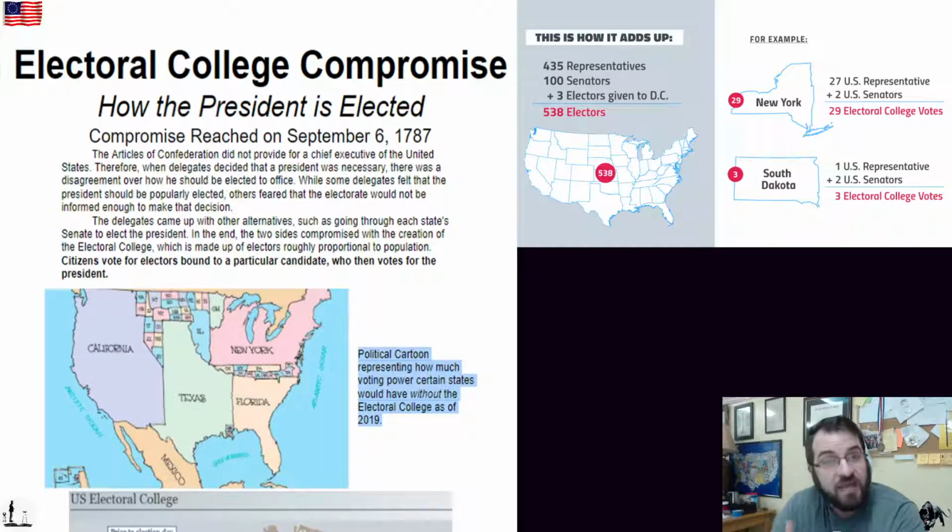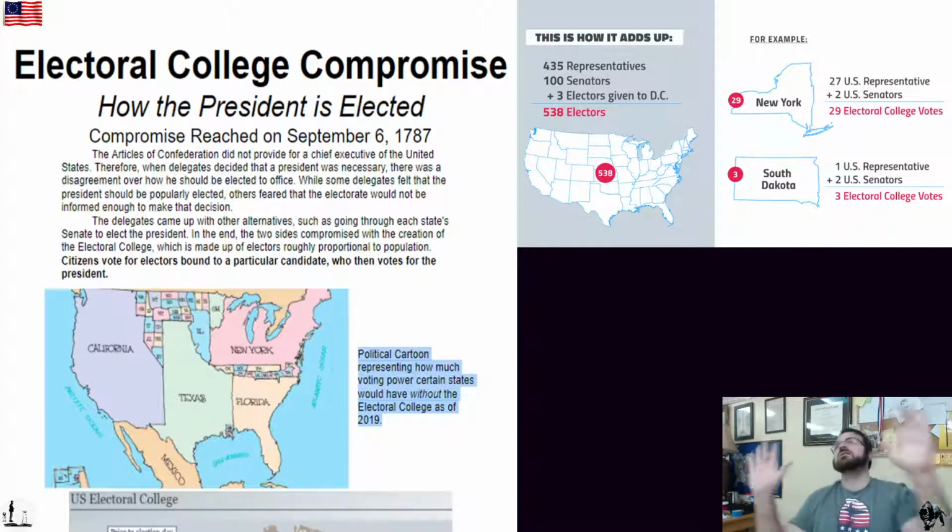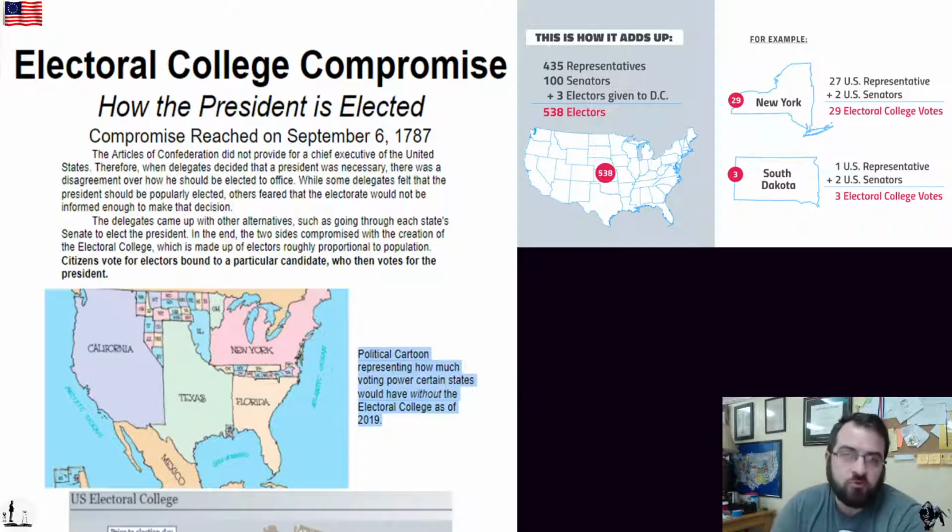Now, this is satire, so it's not accurate. It's basically exaggerating that California, Texas, New York, and Florida would completely dominate the election of the president if it was not for the Electoral College. And that's not completely true, but it's also not completely false. You see, if you look at the image above me, states receive their votes in the Electoral College by having their representatives in the United States House of Representatives added together with their Senate representation.